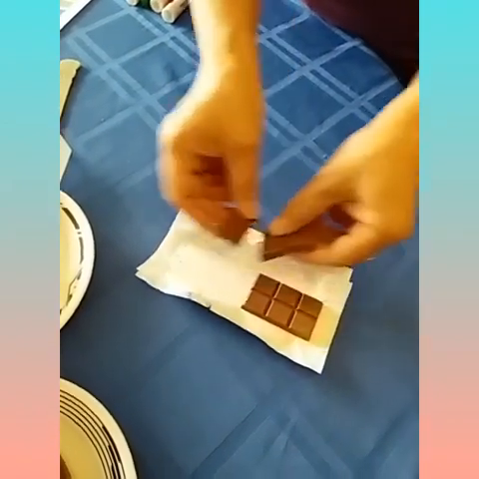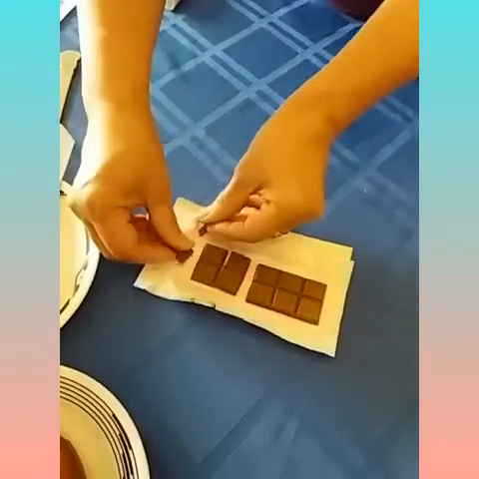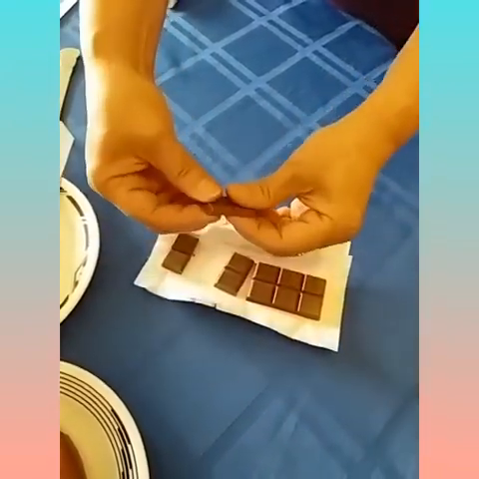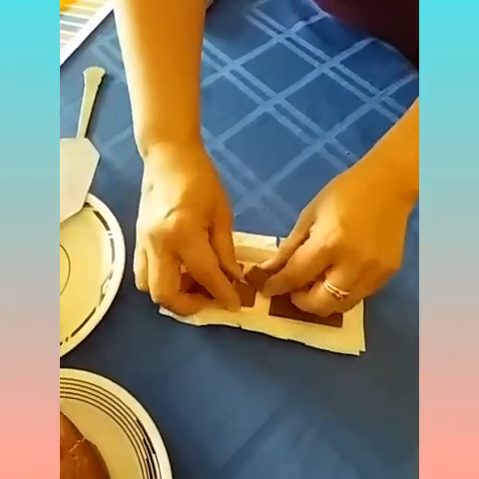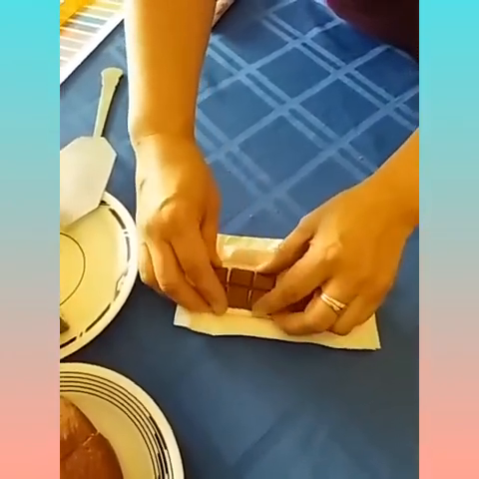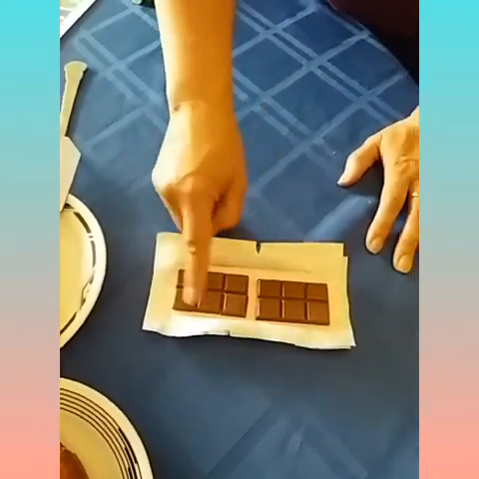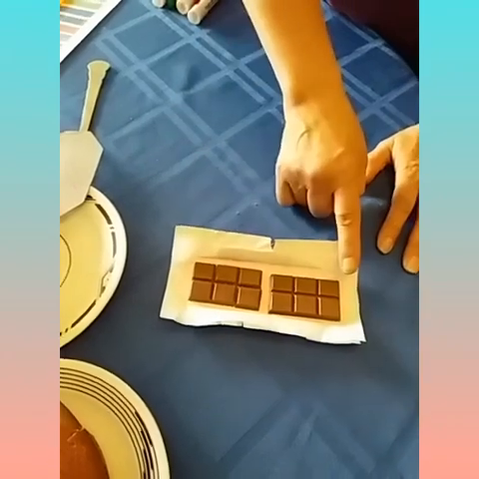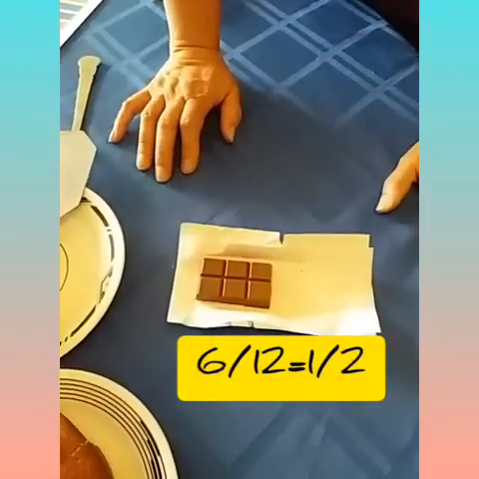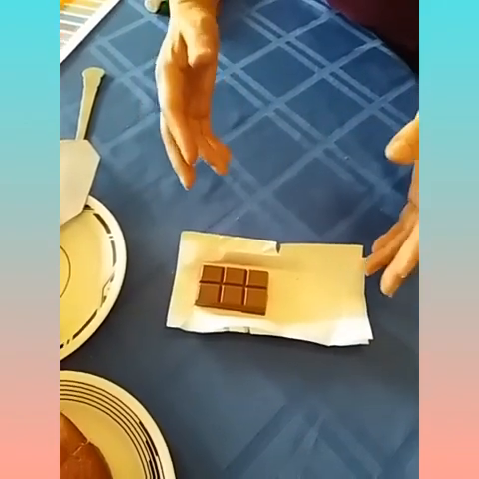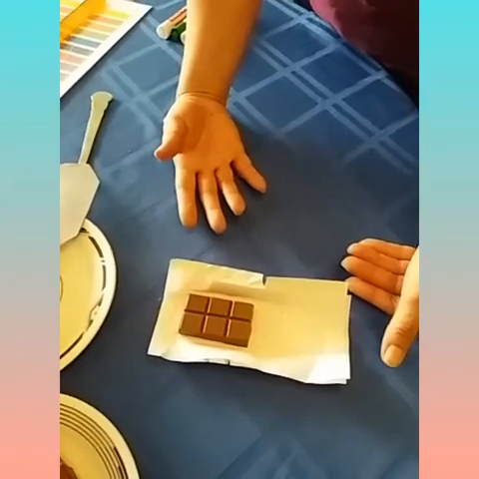But even I can cut them into smaller pieces. And I continue having the same half. So in here I will have 6 out of 12. And 6 out of 12 is exactly the same as the half. So, but not all the time I have food to find equivalent fractions.